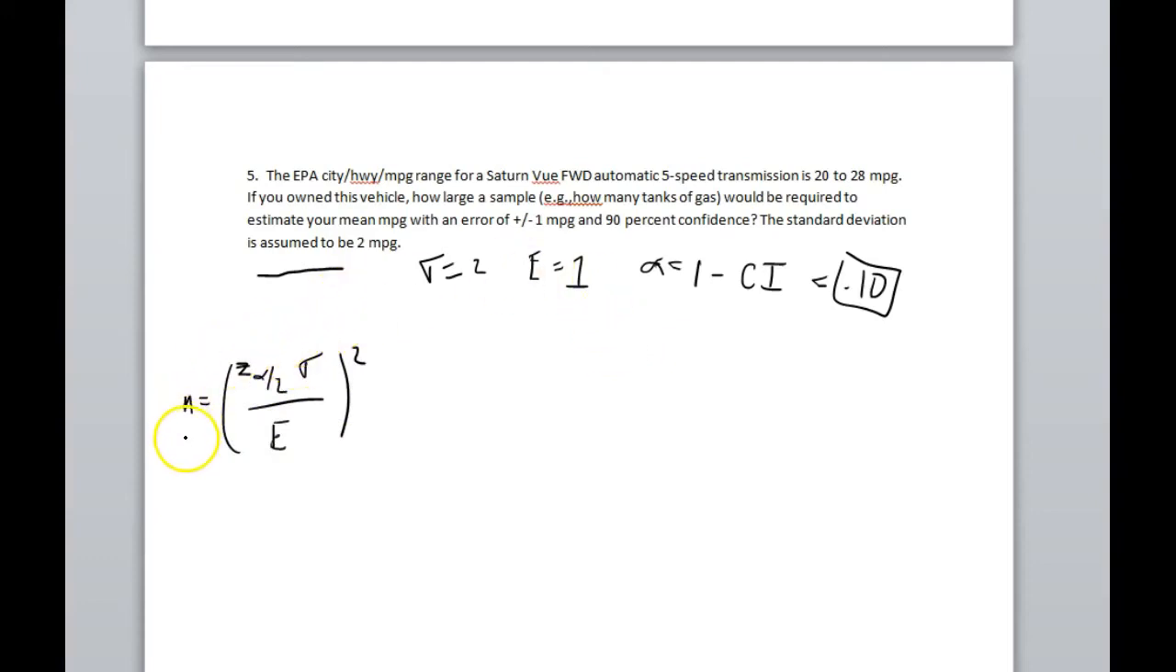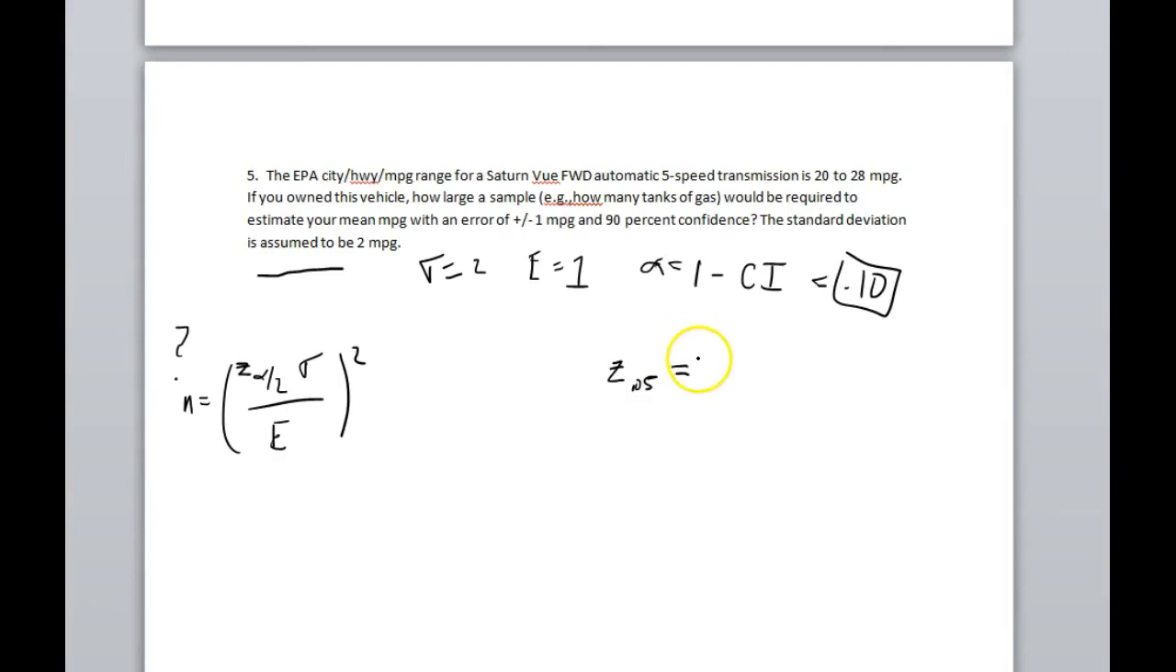Okay, so what pieces do we have? N is what we're solving for, so that's our question mark. So we need a z value, a sigma value, an e value. We have an e value, we have a sigma value, and then what is our z value? Now we're looking for our z of alpha half. So we're looking for the z of 0.05, right? Alpha is 0.10, z of 0.05. So this is the 90% confidence interval.